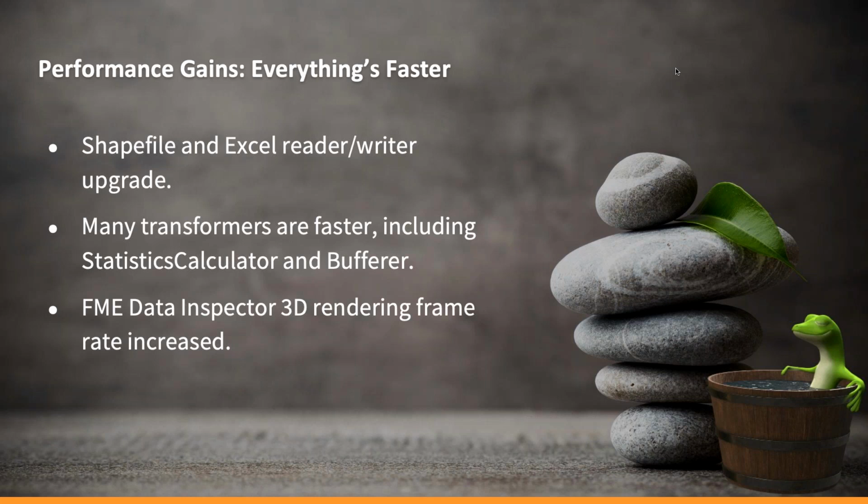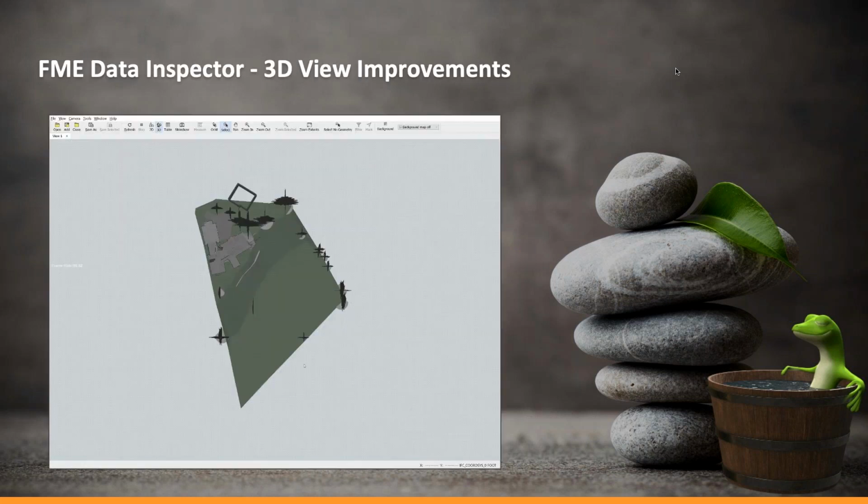So the shapefile and Excel readers have had quite an upgrade recently. The statistics calculator transformer, we'll come on to a bit, has had a lot of work done to it. There's some definite performance improvements there. Same with the buffer transformer. The 3D data inspector as well has had some frame rate improvements, so it's now a little bit smoother. If you ever used it before in the past in 3D mode, it's fine, but it was always a little bit clunky performance-wise. It's basically been on a little bit of a performance kick, so it's now a lot smoother.